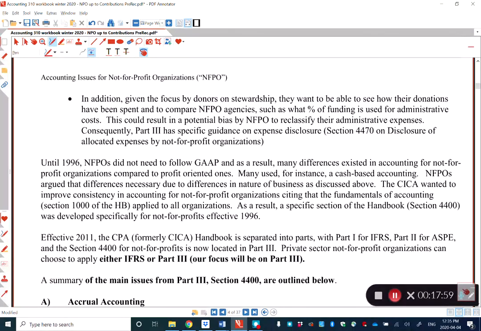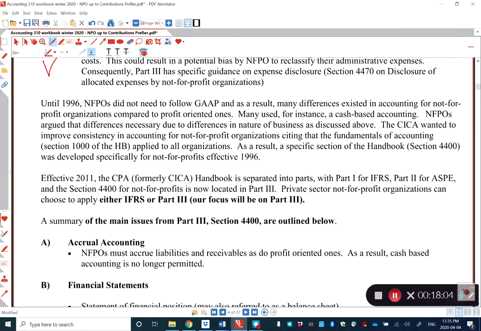I've already talked through all of this, so I'm not going to talk through this stuff again. What is a little bit interesting to note possibly is that until 96, and I know that's a long time ago for most of you, and probably before the majority of you were born, not-for-profit organizations, NPOs or NFPOs, didn't need to follow any kind of GAAP at all. So there are a ton of differences in accounting for not-for-profit organizations, especially when compared to profit-oriented ones. Now, this one's interesting, but cash-based accounting was used very commonly in not-for-profit organizations.